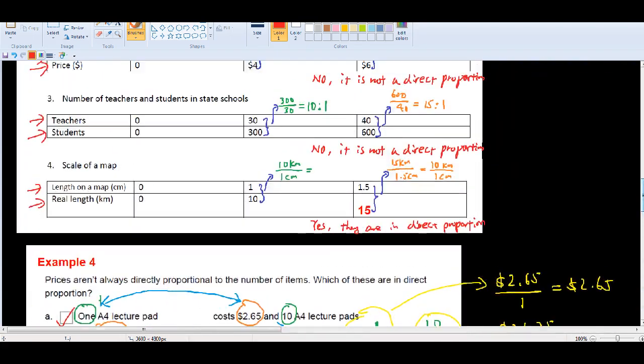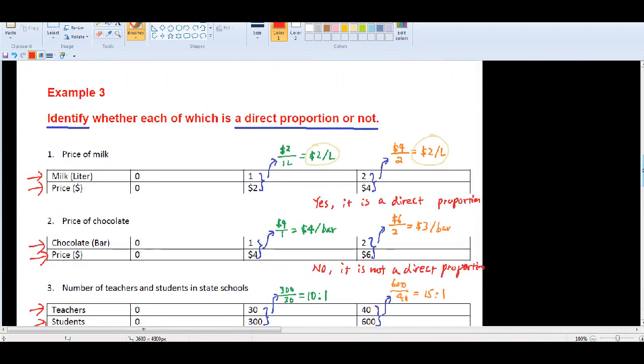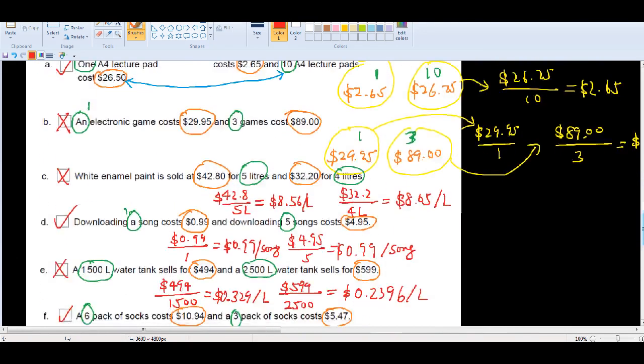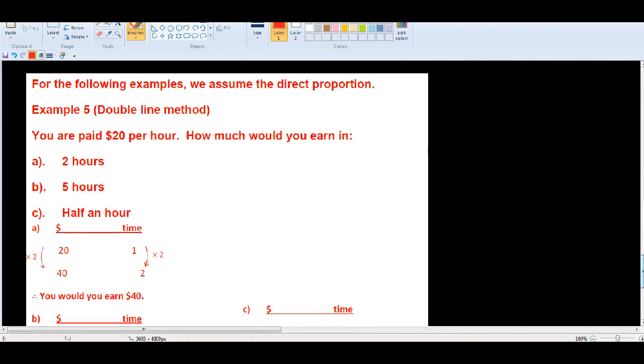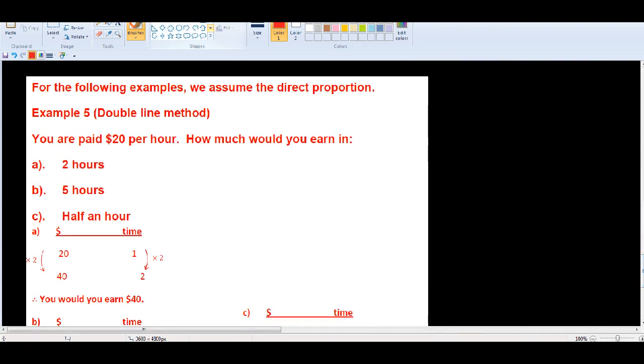So all this is about how to identify whether a pair of quantities could be direct proportion. Now, for the following question we will assume that direct proportion exists, and we are going to show you how to use the double line method: given one quantity, can you find the other quantity?